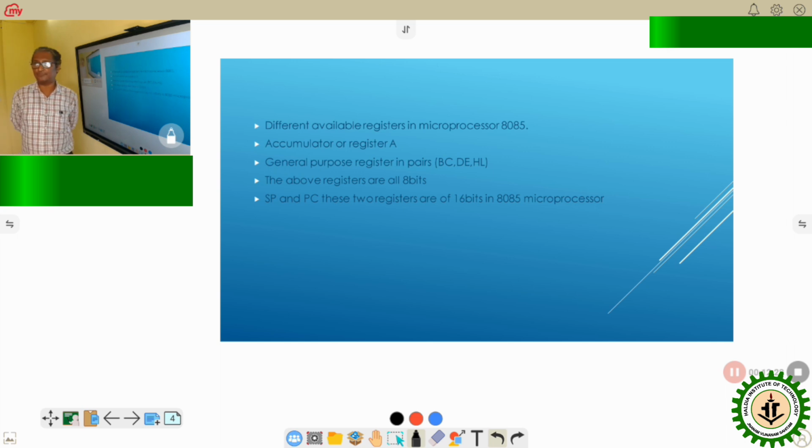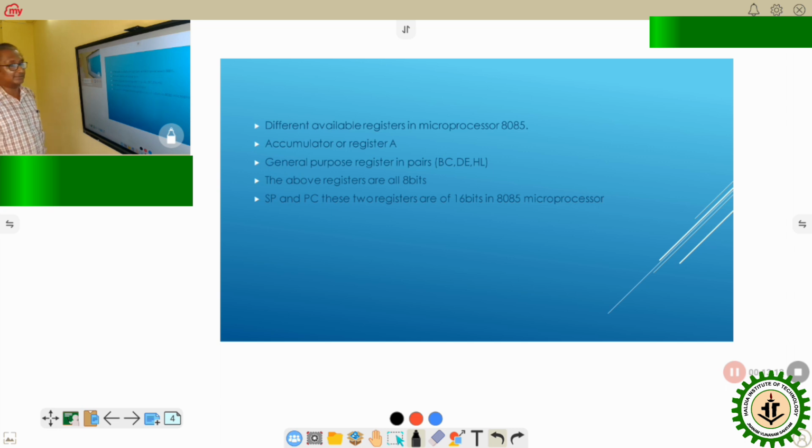In the 8085 microprocessor, the address bus is 16 bits. One register of the 8085 can store 8-bit data, but if I want to locate that register, if I want to address that register, the address is 16 bits. So SP and PC, these registers can store the address of a particular register. That is why they are 16-bit.